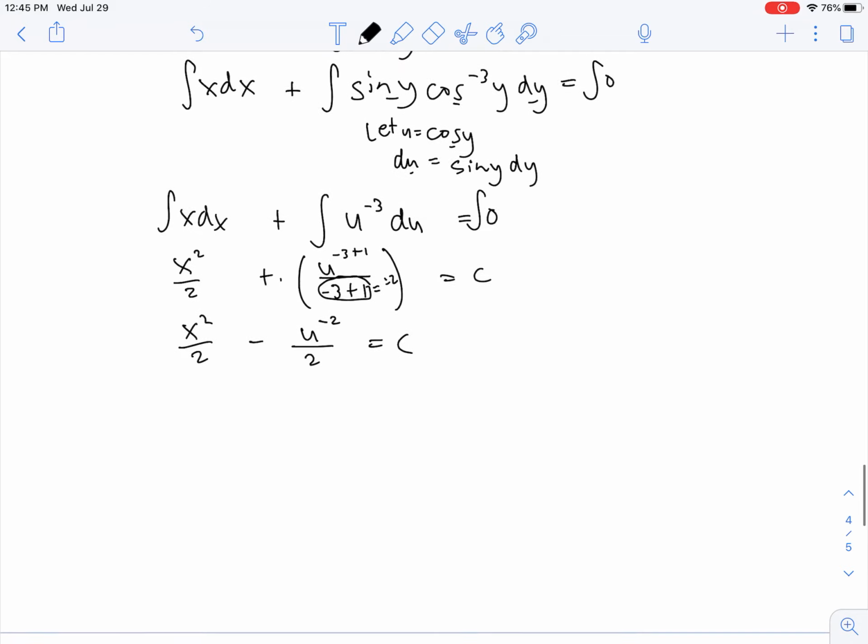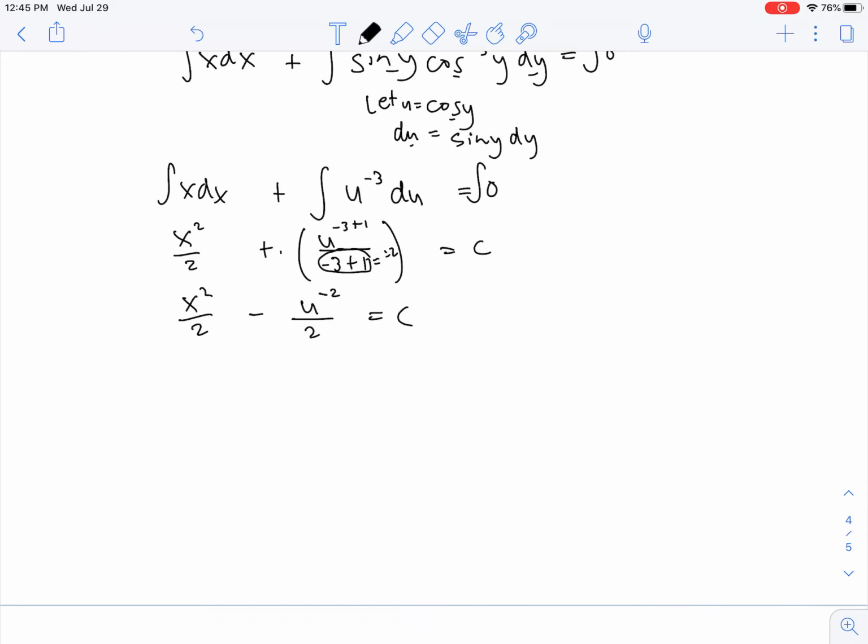Okay, since napaman siya sa u, balik na to ang original value. The u here is cosine y, so this is just minus cosine raised to negative 2y over 2 is equals to c. So this is not the answer, but we are going to simplify it further.